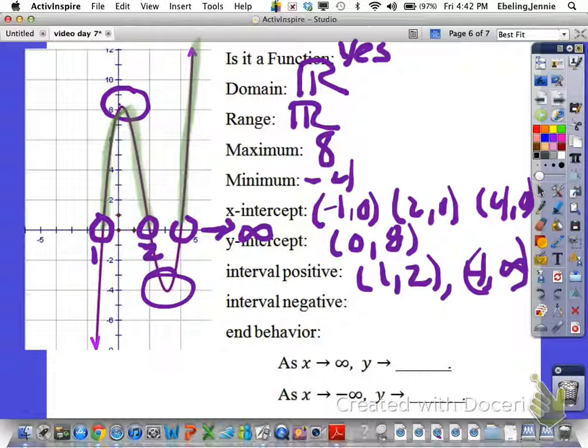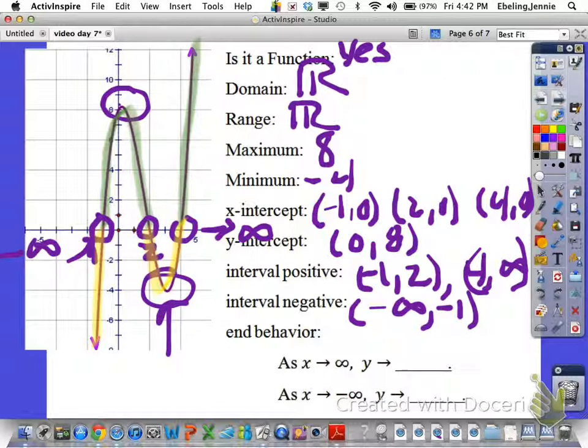My interval negative is where it would be below the x-axis. So here it is below the x-axis. So to name the interval negative, I'm coming from negative infinity, and then I hit right here. So I say negative infinity, comma, and then that, whoopsie, that should have been a negative 1. Negative infinity, negative 1. And then this region, where it is negative on this U shape right here, I go from 2 to 4 is another interval where it's negative.